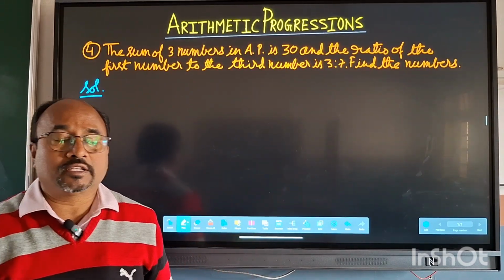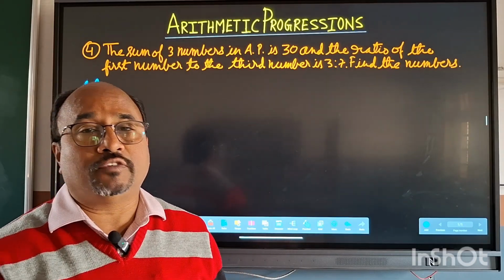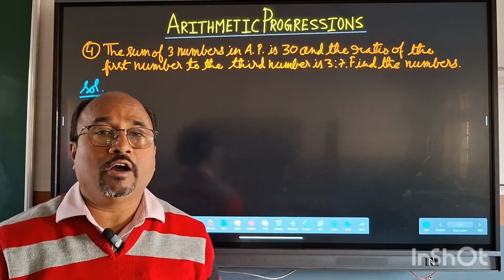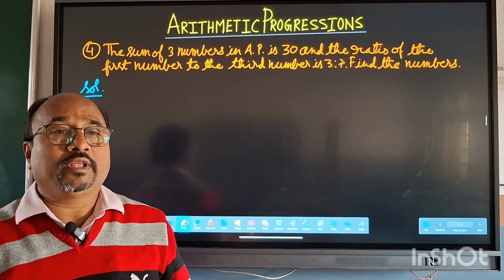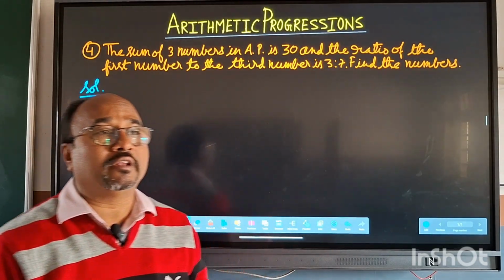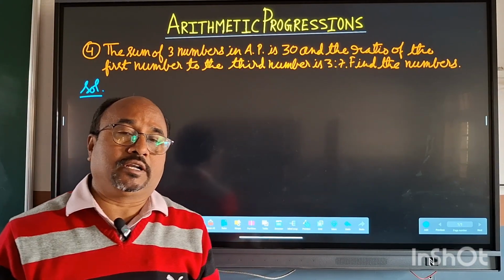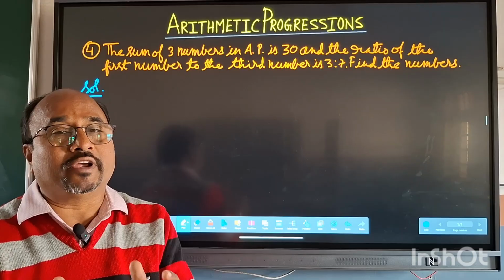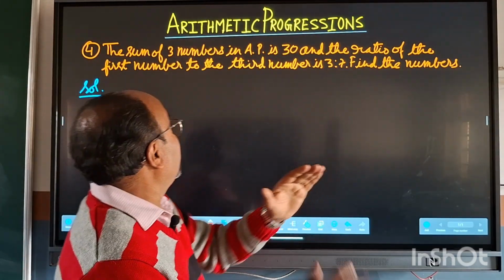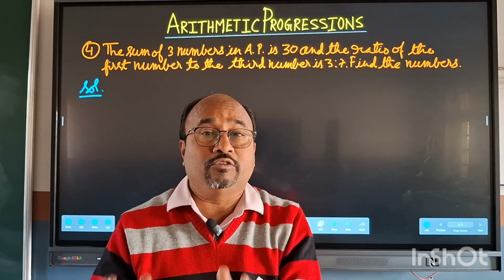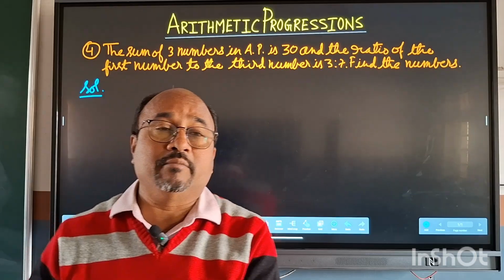Now let us come to another sum where three numbers are told in AP and those are not the first three numbers, they could be anywhere. Then how to do it? Remember, in the beginning I had told you how we assume when three numbers are given to us in AP. You will be assuming in that way. The question says the sum of three numbers in AP is 30, which means there are three terms in AP. When you add them, you get 30. And the ratio of the first number to the third number comes as 3:7. Now we have to tell which are those three numbers.